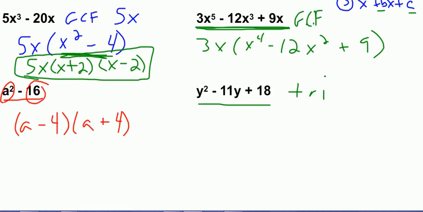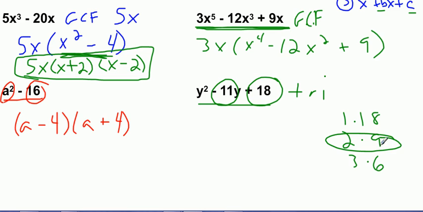When we get to this last one, again, we're going to look for 2 numbers that add to negative 11 that multiply to 18. Right? The choices for 18. I'll do this one because I have a little more space. 1 times 2, 2 times 9, 3 times 6. And if I'm going to get 11, I better use 2 and 9. So it's going to be y minus 2, right, and y minus 9.